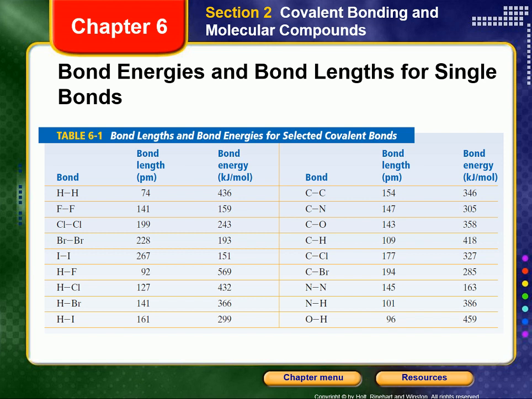However, bond lengths and bond energies vary with the types of atoms that have combined. Even the energy of a bond between the same two types of atoms varies somewhat depending on what other bonds the atoms have formed. These facts should be considered in examining the data in Table 6-1 on page 168 of your text or on the screen now. The first 3 columns in the table list bonds, bond lengths, and bond energies of atoms in specific diatomic molecules. The last 3 columns give average values for specified bonds in many different compounds.